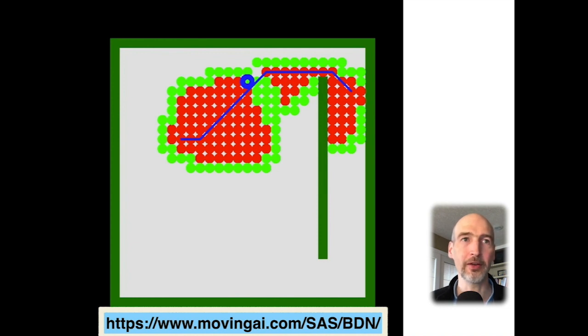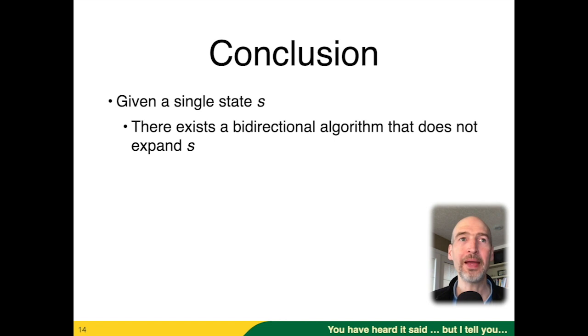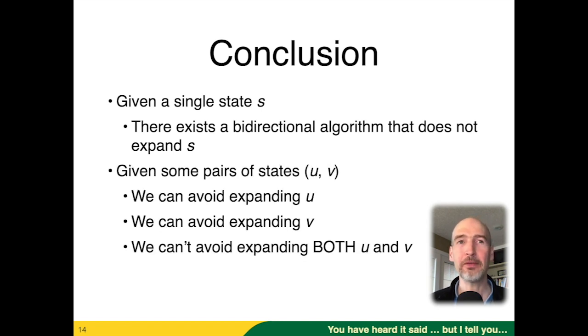Now we notice, however, that the only two states we can start from are the start and the goal. So you must expand the start or the goal, otherwise you wouldn't be able to get anywhere in the state space. So this is a very important property that we have. You have to expand the start or the goal, and that's actually going to get us to the theory for bidirectional search. Okay. So we make the conclusion, if you give me any single state in the world, there is a bidirectional algorithm that finds an optimal path and doesn't expand that single state. But if you give me a pair of states, that is, for instance, the start and the goal, we could avoid expanding one of them, we could avoid expanding the other one, but we can't avoid expanding both of them.